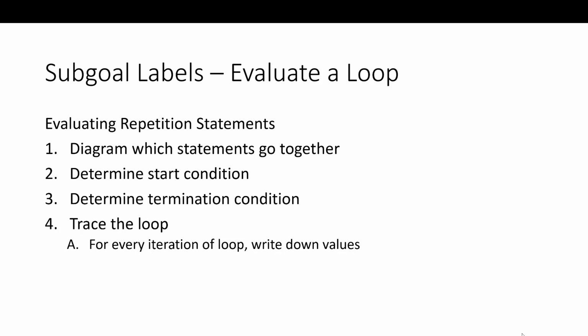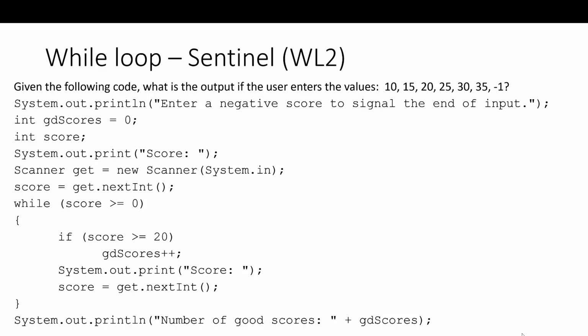This is the Sentinel loop using a while construct worked example. The subgoal labels for evaluating a loop are: 1. Diagram which statements go together. 2. Determine the start condition. 3. Determine the termination condition. 4. Trace the loop. For every iteration of the loop, write down the values that change during that iteration.